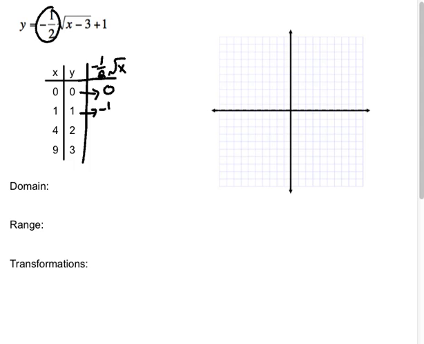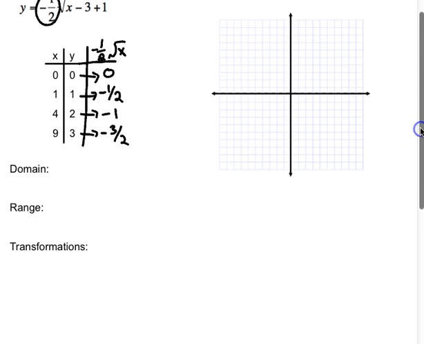1 times negative 1/2 is negative 1/2. 2 times negative 1/2 is a negative 1. 3 times negative 1/2 is a negative 3/2 or negative 1.5. I incorporate each of those into the table accordingly. So now let's talk about the transformations that are occurring. Well, obviously there's an x-axis reflection. That's what the negative means.